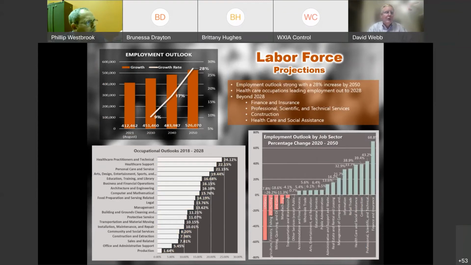Now let's look quickly at some of the projections for what the labor force is going to be doing. The employment outlook is very strong, considered to be a 28% increase in available jobs by 2050. Healthcare occupations will be the leading employment sector by 2028, according to our best estimates.